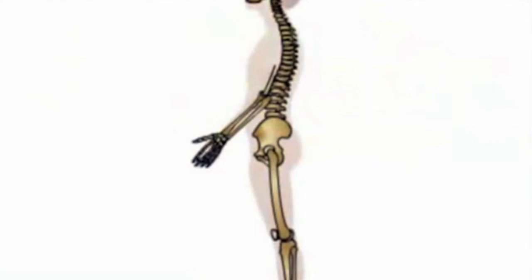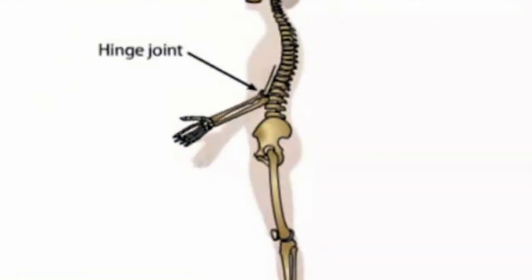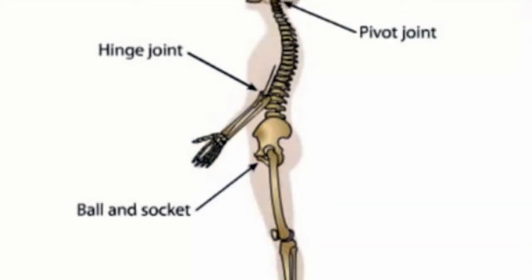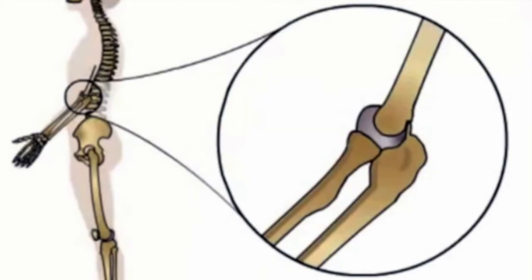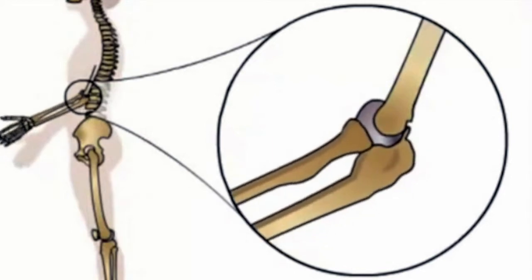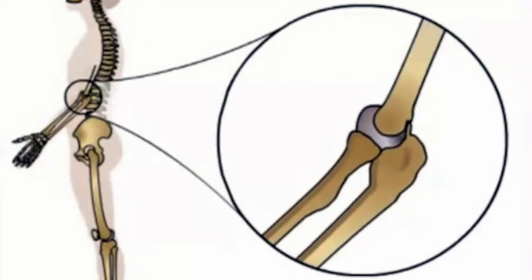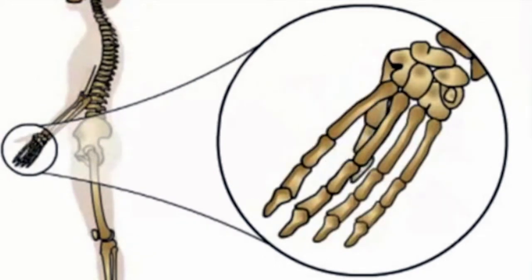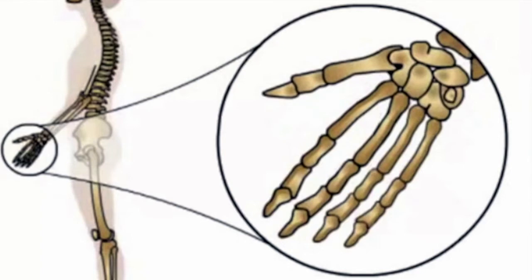Most of the joints in the body are movable joints. Movable joints include hinge, ball and socket, pivot, saddle, and gliding joints. An example of a hinge joint is found in the elbow. It allows you to move your forearm forward and backward like a hinged door. Saddle joints are found at the base of each thumb. They allow you to rotate your thumbs and help you grasp objects with your hand.